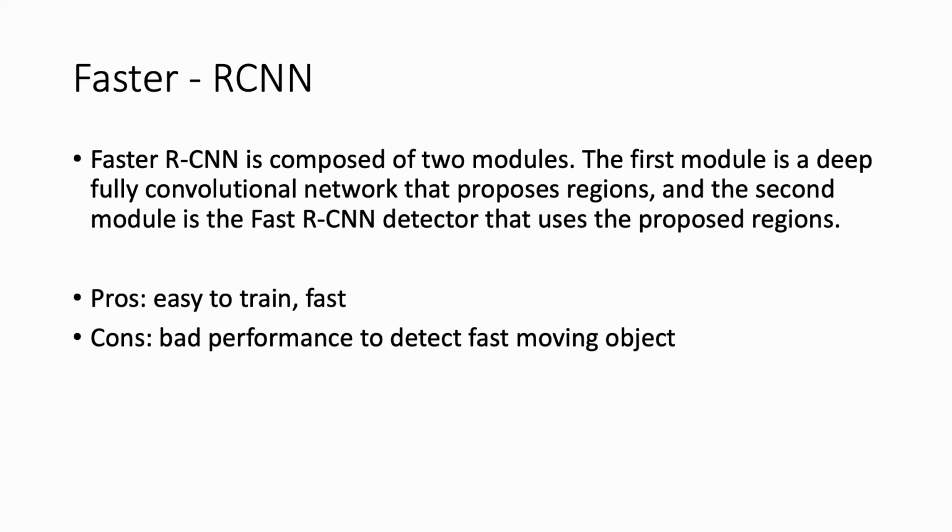Next, I want to talk about Faster-RCNN, which is a branch of the RCNN. Faster-RCNN is composed of two modules. The first module is a deep, fully convolutional network that proposes the regions, and the second module is a Fast RCNN detector that uses the proposed regions. Some advantages of Faster-RCNN are that it's easy to train, and the training speed is very fast. And some cons, like it has bad performance detecting fast-moving objects. Like if you throw a ball, it's hard to detect that ball.